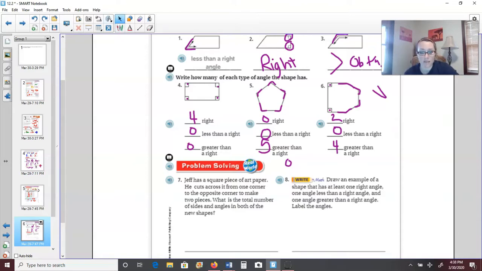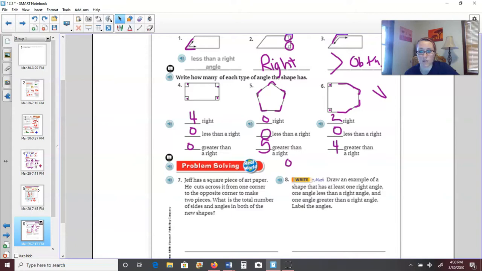All right, number 7, Jeff. Hey, Jeff, if you're watching this video, you're famous in our math book. Jeff has a square piece of art paper. He cuts across it from one corner to the opposite corner to make 2 pieces. What is the total number of sides and angles in both of the new shapes?